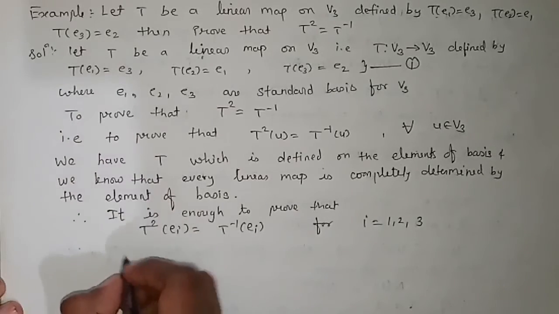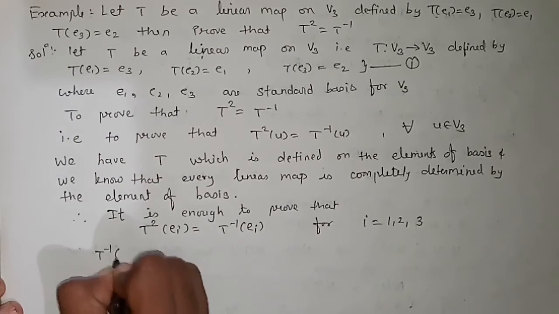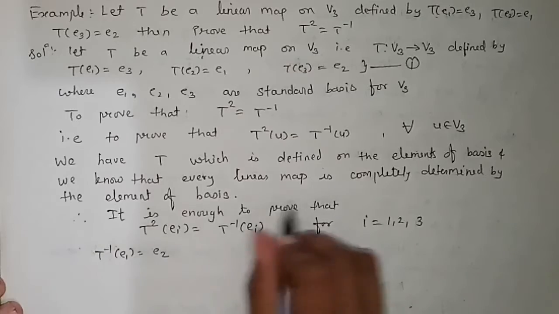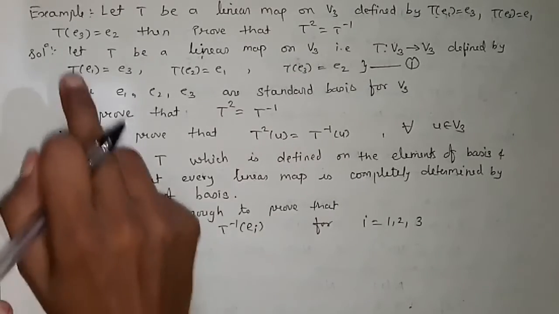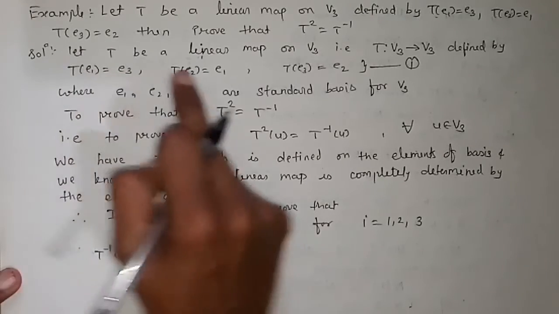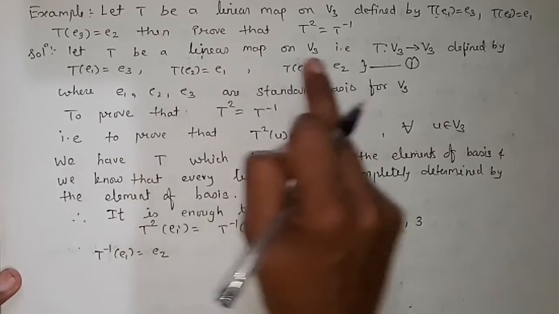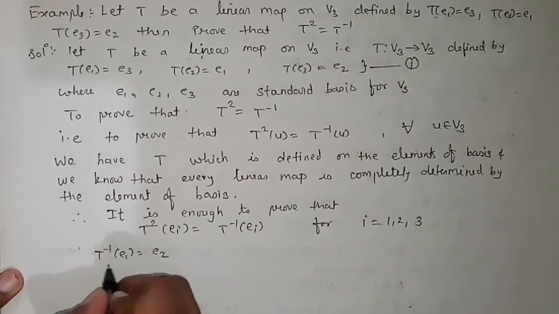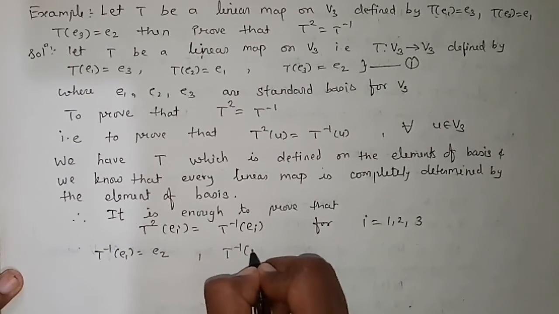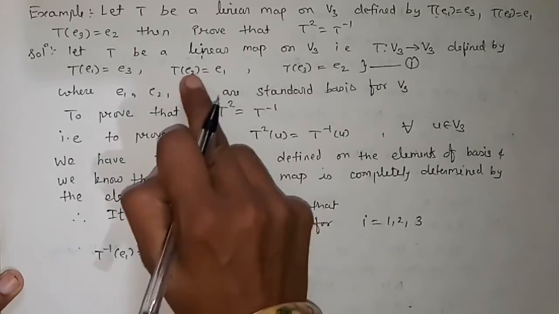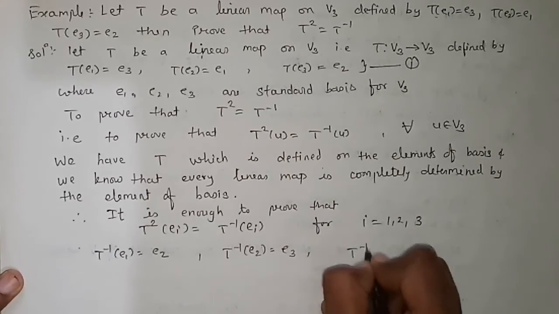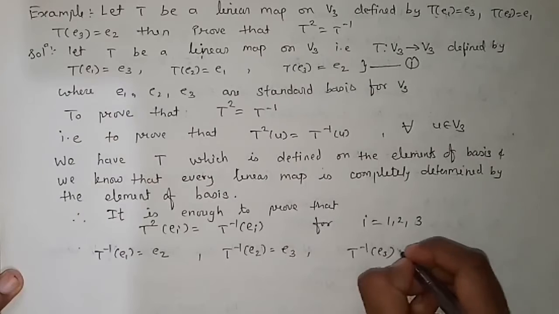So from 1 we can conclude that T inverse of E1 is equal to E2. See, suppose I have taken T inverse over here. So this becomes E1 is equal to T inverse of E3, E2 is equal to T inverse of E1, E3 is equal to T inverse of E2. So that is what I am writing here: T inverse of E1 is equal to E2, T inverse of E2 is equal to E3, and T inverse of E3 is equal to E1.